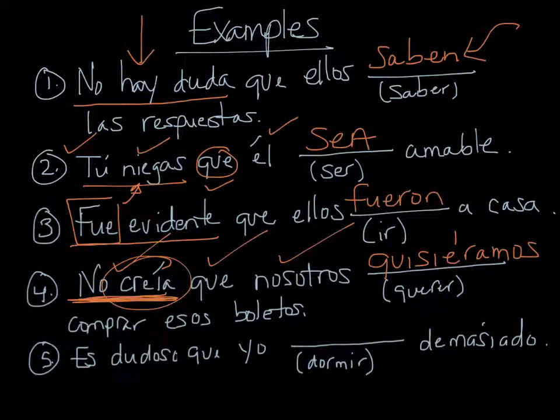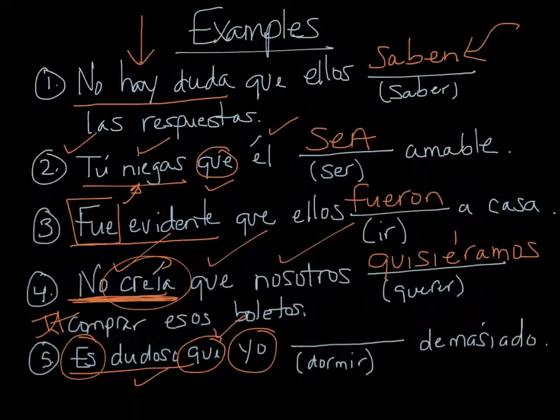And then lastly, es dudoso que yo dormir demasiado. Do I have a subjunctive setup? Yes, I do, because we have it is doubtful that. Okay, so if we have doubt, we need the subjunctive. Do I have a que? Yes. Do I have 2 different subjects? Yes. It, because it's an impersonal expression, and then yo. What tense is the first part of the sentence in? It's in present tense, so I want to use the present subjunctive. Duerma. Es dudoso que yo duerma demasiado. It's doubtful that I sleep too much.